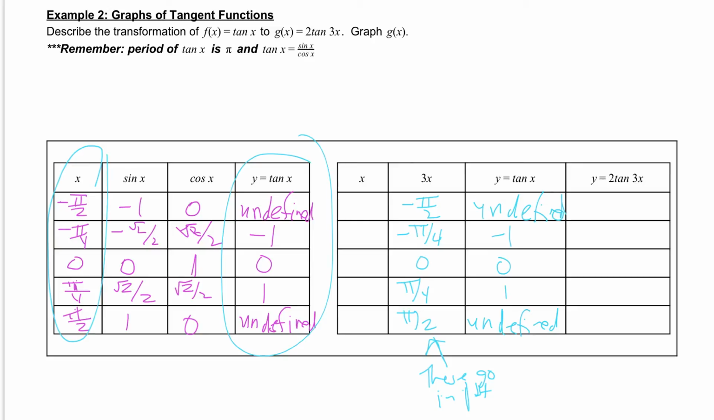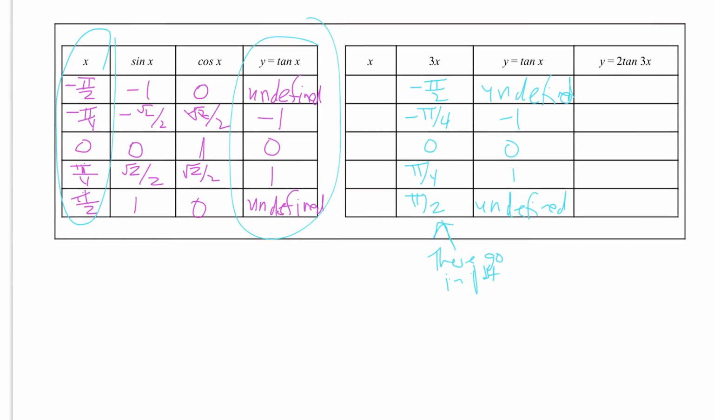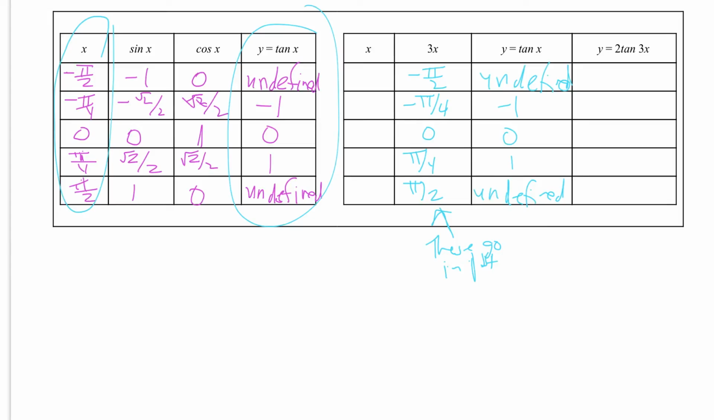Now what we're going to do is very similar to what we did with our sine and cosine functions: we have to figure out what the x value is going to be. So we're going to take this x value here, and to figure that out, we're taking the 3x and setting it equal to each one of these. So we're going to take 3x and set it equal to negative pi over 2. So if we solve for x, we're multiplying by 1/3 on both sides, and we get x equal to negative pi over 6.